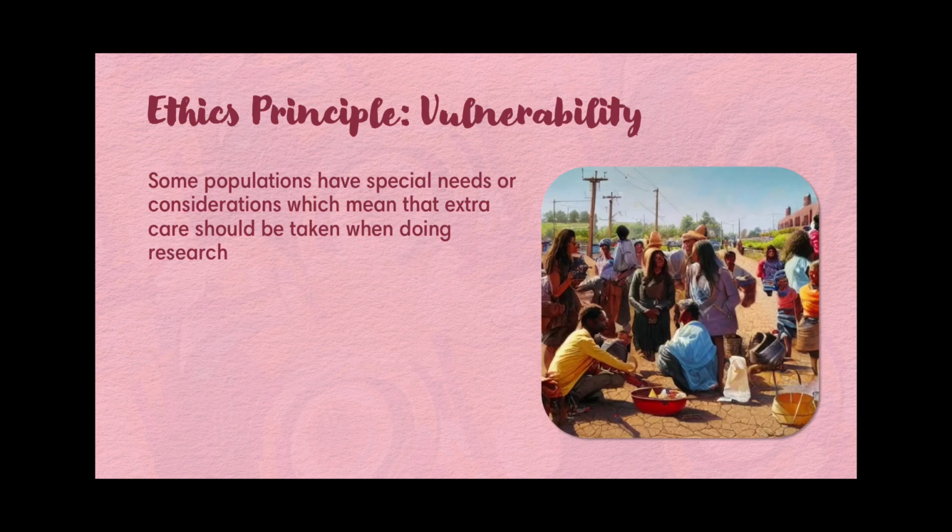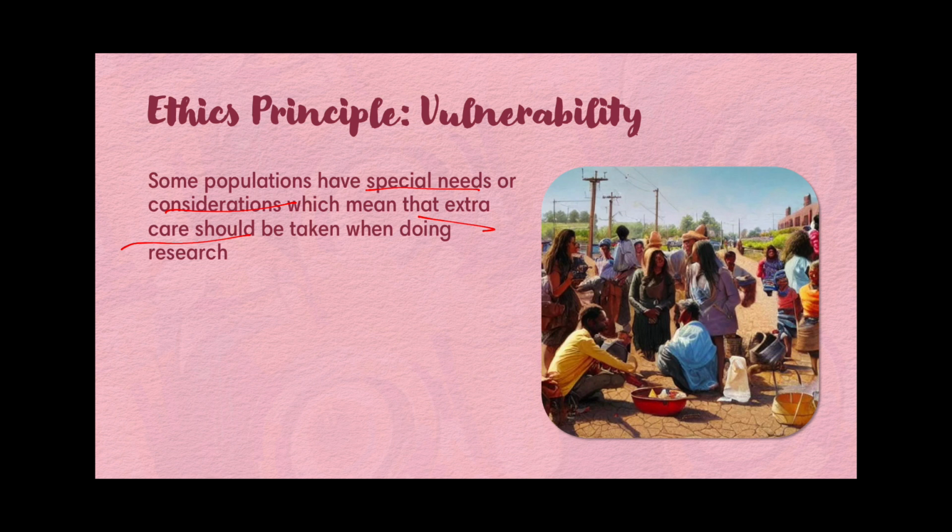Next, very important is vulnerability to understand. Vulnerability is, some populations have special needs or considerations, which means that extra care should be taken when doing research. So, what are the different forms of vulnerability? We've discussed that earlier, like minors: they're vulnerable because they're not legally bound to make decisions yet for themselves. What are other forms of vulnerabilities?